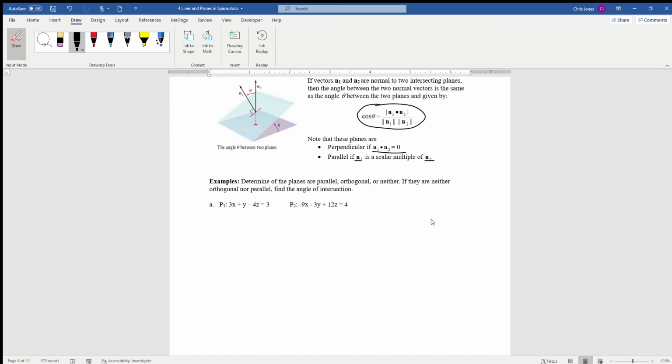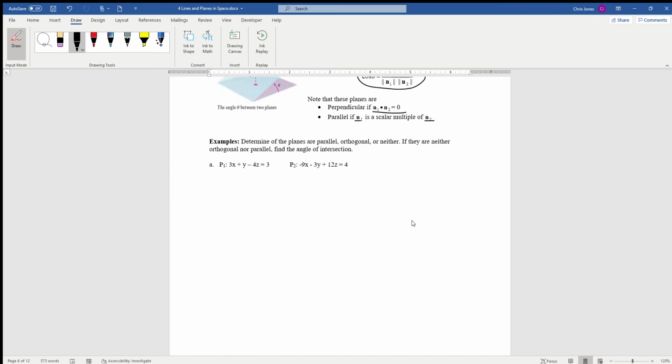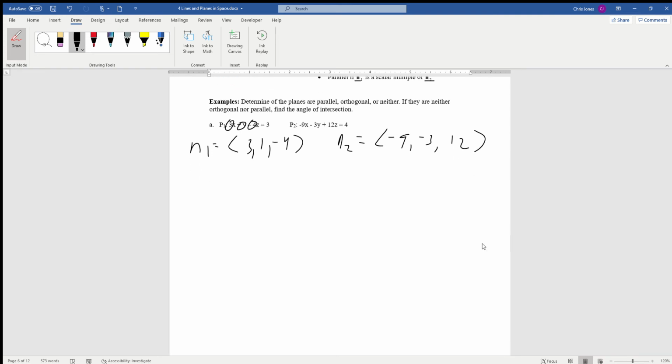One thing that we can do automatically is very easily get a vector that's perpendicular to the plane. Because remember before we had this idea of direction numbers with lines. Well, the numbers in front of x, y, and z, all the coefficients, are going to produce a normal vector to the plane. So in other words, n1 is going to be 3, 1, negative 4, and n2 is going to be negative 9, negative 3, and 12.